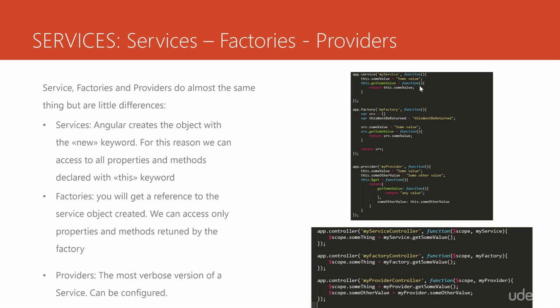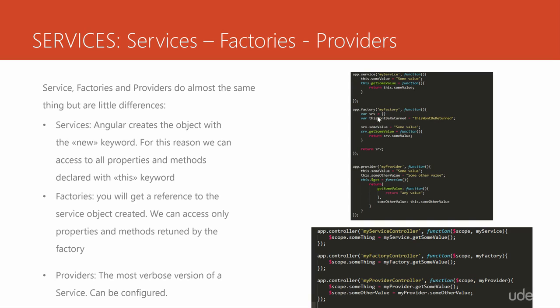So this is because whenever we use .service, Angular creates the object with a new keyword whenever we inject it into our controllers. For this reason, we can access all the properties and methods declared with this keyword. In another way, factory instead returns a reference to the service object that is being created, and so whatever we can access is just what's in the return function.